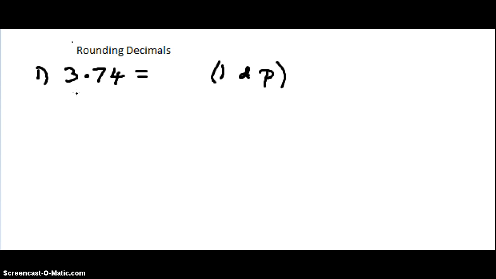3.7 or 3.8? Now the method, the easiest way of doing it, is to put a line at the one decimal place position and then look at the next number. In this case it's 4, which is less than 5, so we're going to say that this number is closer to 3.7, and that's the answer to our first question.